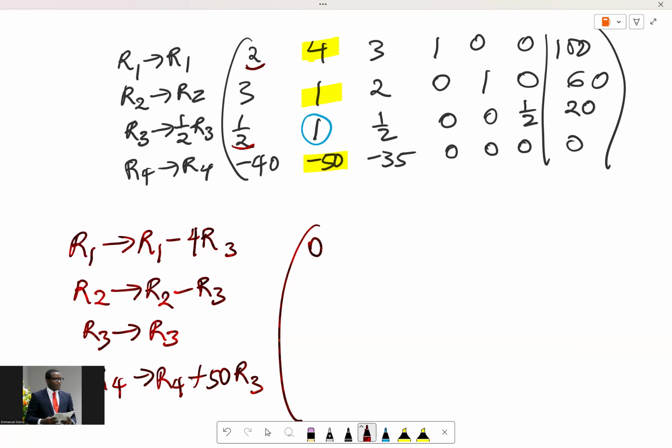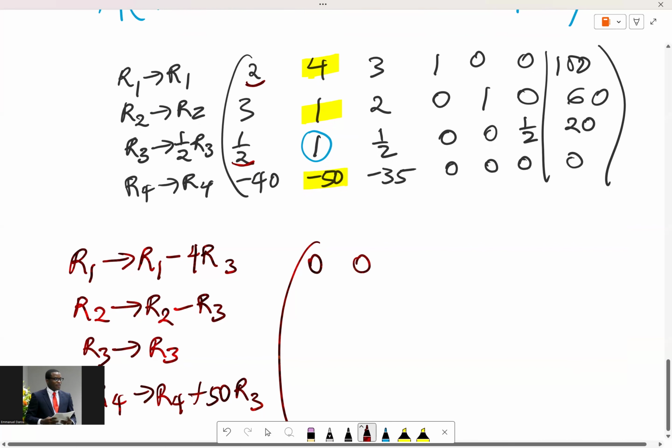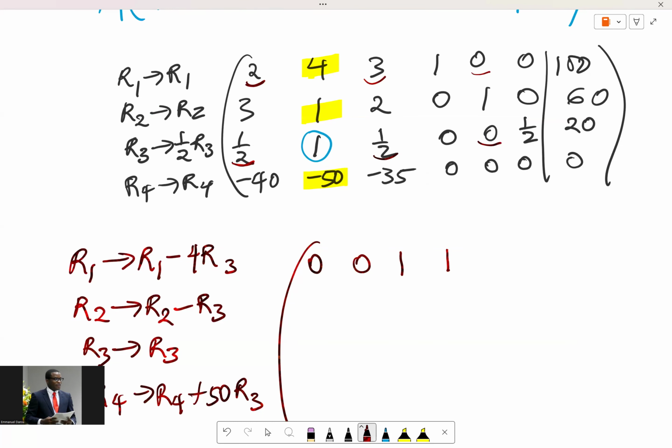So the next one is 4 minus 4 times 1. That is also 0. Then the next one is 3. So this 3 minus 4 times half. So that's 3 minus 2. And that will be 1. Then the next one is 1 minus 4 times 0. That is simply 1. Next one is 0 minus 4 times 0.